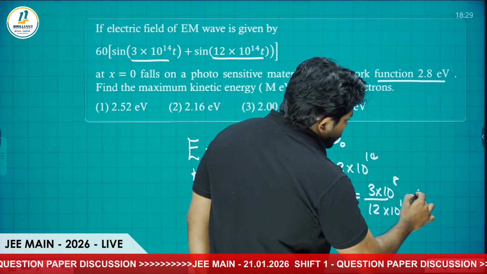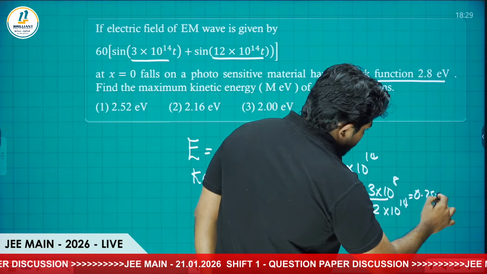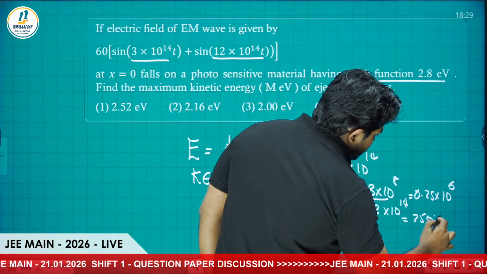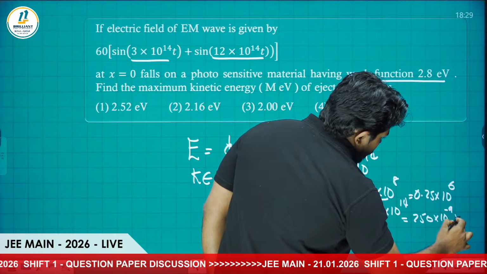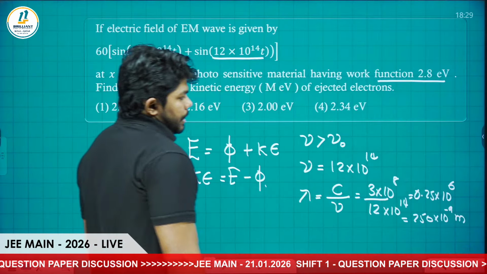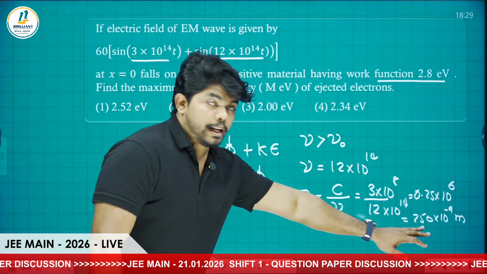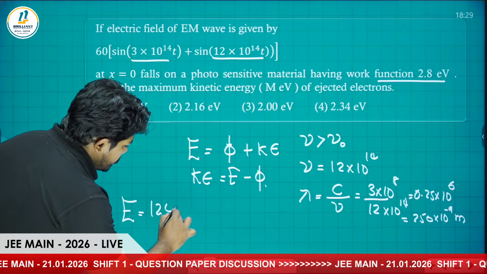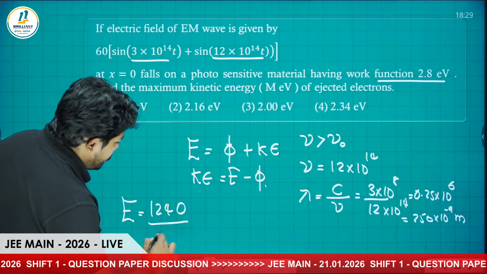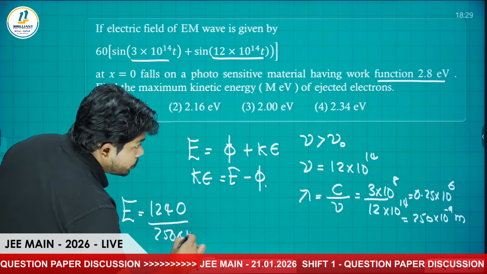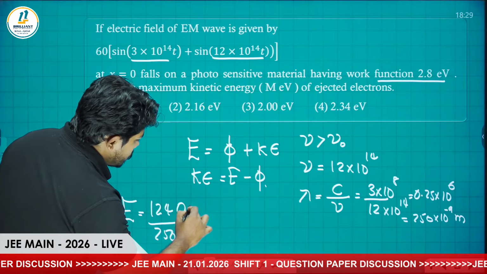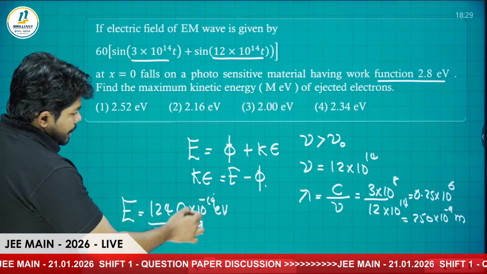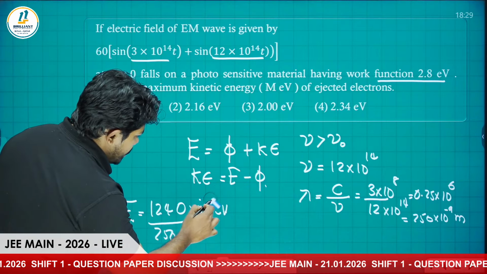That will be 1 by 4, that will be 0.25 times 10 raised to 6, right? Or we can write 250 times 10 raised to minus 9 meter, or in nanometer. So if we know the wavelength of incident radiation, we know the equation 1240 divided by the wavelength, that is 250 times 10 raised to minus 9. This is also in nanometer EV, so it should be minus 9.